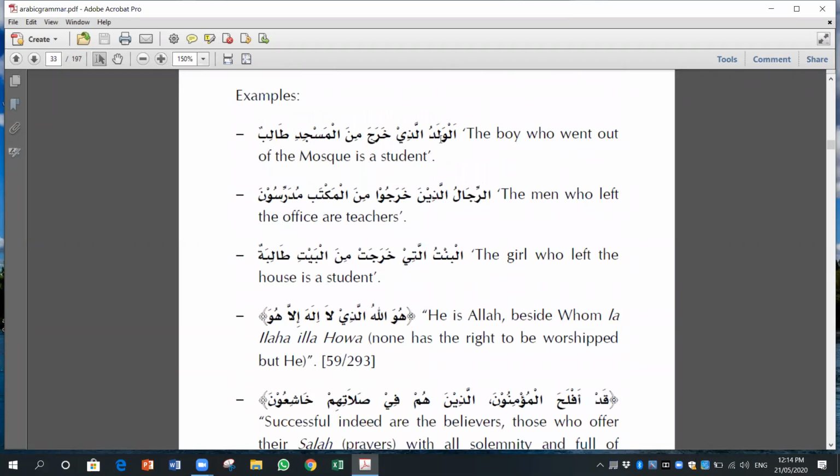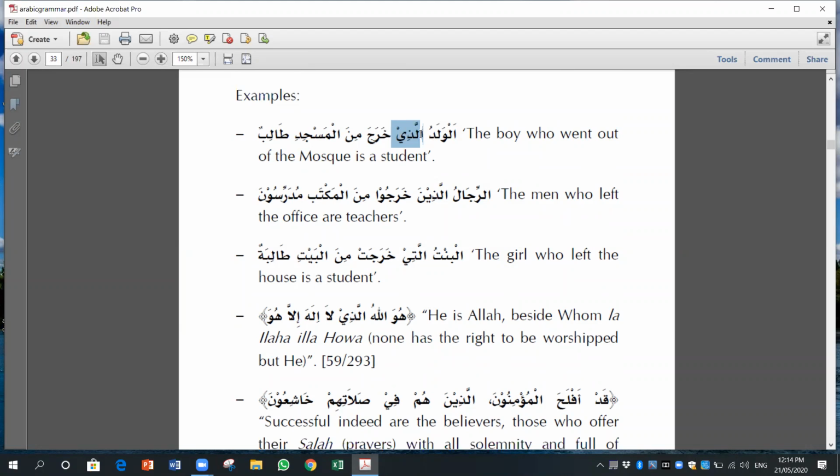Al waladu, what does al waladu mean, Rahila? Boy, the boy. Alladhi, who, kharaja. See, it is on the pattern of fa'ala, so it means this is a past tense. Khurujun, khuruj is the noun, exit, going out. Kharaja, went out, exited. So al-waladu, the boy.